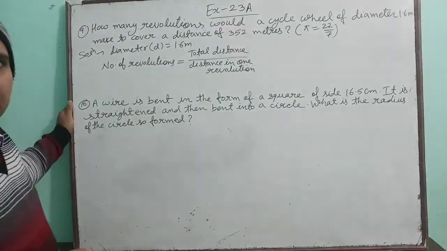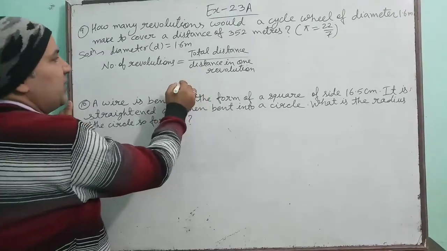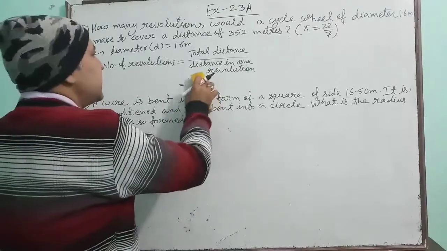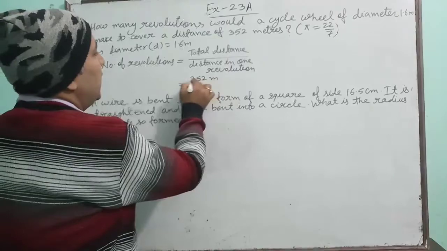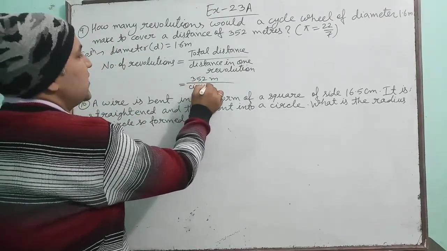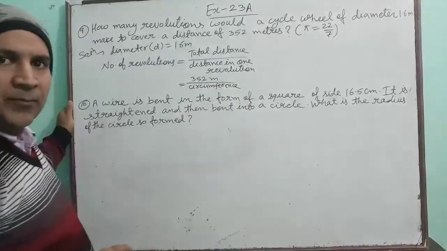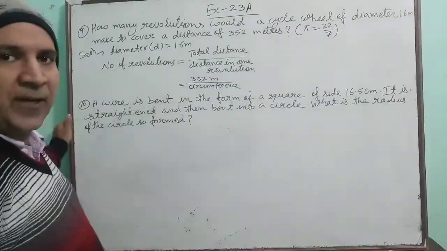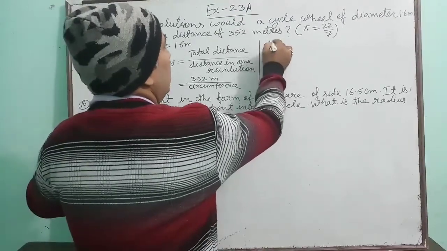This is the technique. Total distance covered is divided by distance in one revolution, and here total distance is given, 352 meter. Distance in one revolution will be equal to circumference. Okay, distance in one revolution of a wheel is equal to circumference, and we know the formula for circumference also.